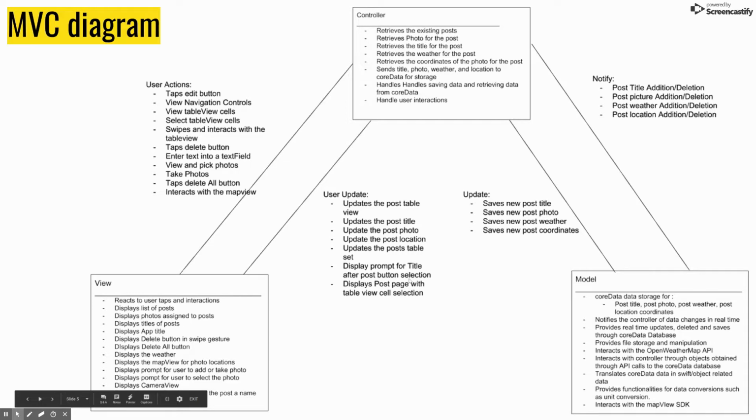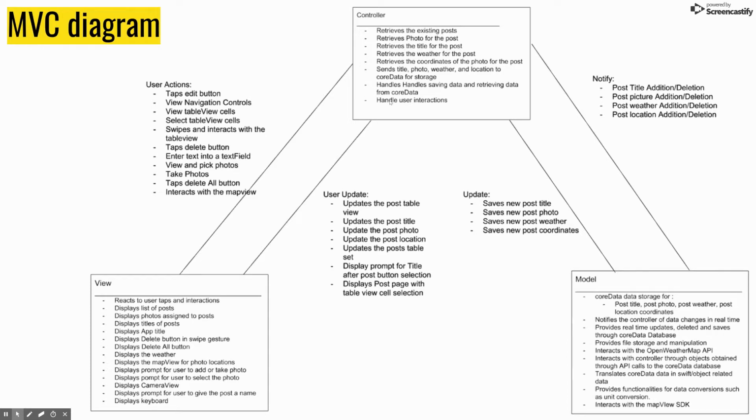This is the MVC diagram. The controller is the underlying system and does tasks such as handling core data and fetching weather from the JSON. It can also find the coordinates of the post. It also handles sending the information that it collects into core data for storage. It also handles retrieving this information and user interactions.